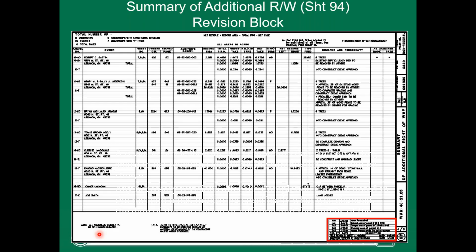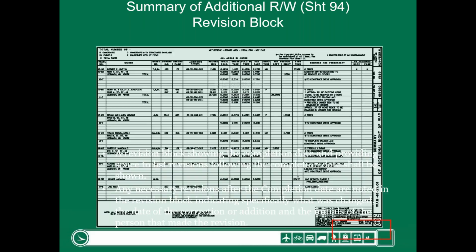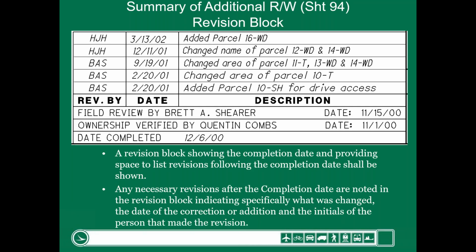The next thing that we have is the revision block that I'm going to cover in the lower right-hand corner. And in the revision block, we have that completion date right here that I talked about on the legend sheet. And why that's important is because anything that is revised on any plan sheet after this date gets included in this revision block above here. So you can see the dates here are after the 12/6.